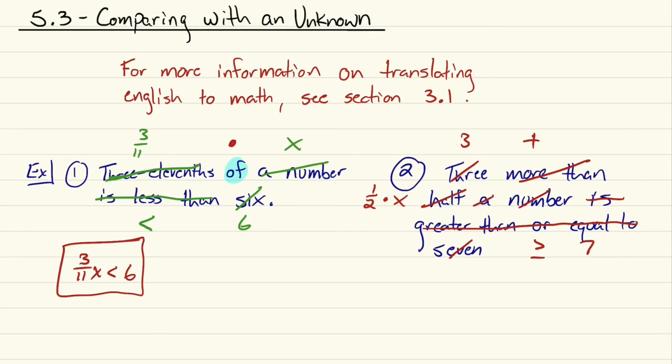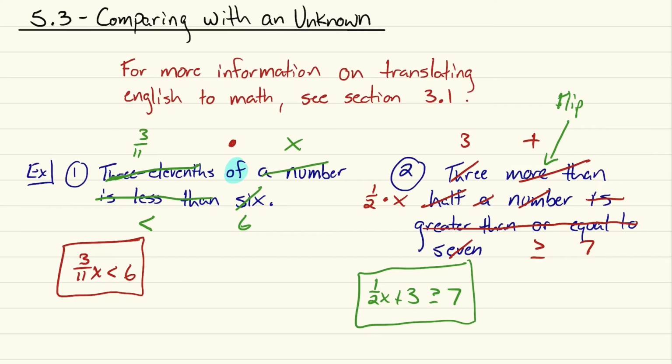The last thing that I will draw your attention to is remember that anytime we have that term more than or less than, we have to flip that around and put it behind the multiplication or the variable. So that gives us 1/2 x plus 3, since we flipped it around, is greater than or equal to 7. And that's how we get to our answer there.